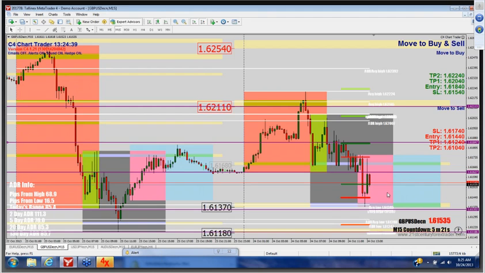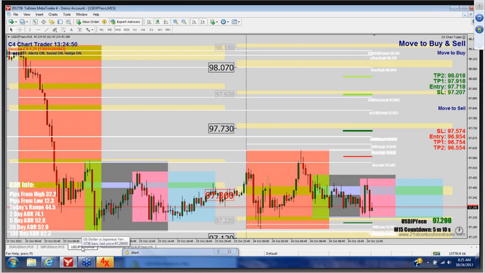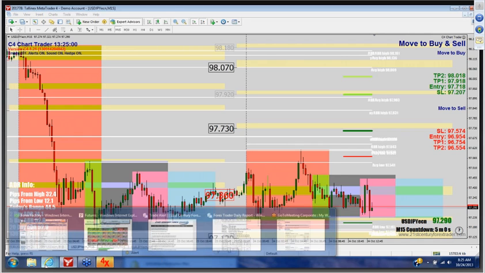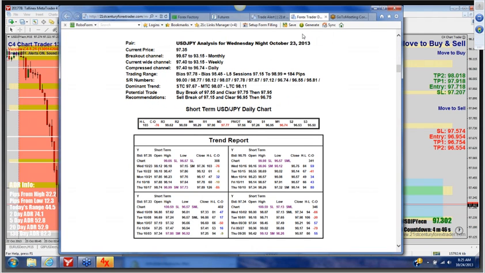But we're just kind of caught. I think we might just range here for a little bit until that news announcement occurs. That's why I'm not placing a trade right now. For the U.S. yen, current price is 97.29, and our daily report tells us that we have a channel top at 97.40, and that's actually a 2 of 3 channel here. 97.40 is aligned on both levels, so that's a 2 of 3. And we've got a channel bottom at 96.74.